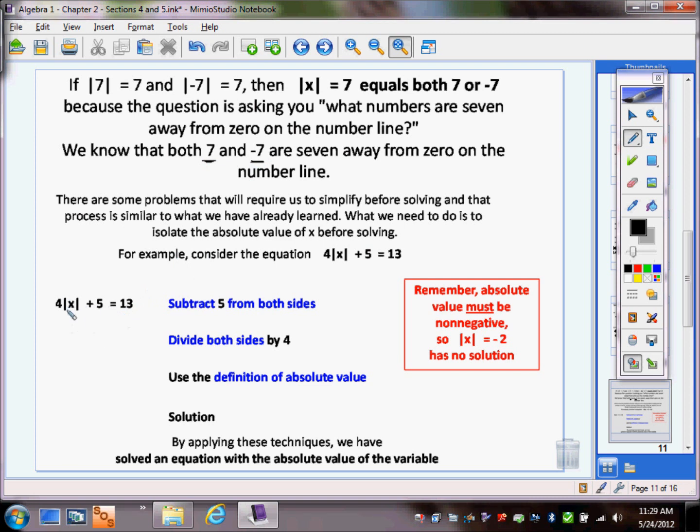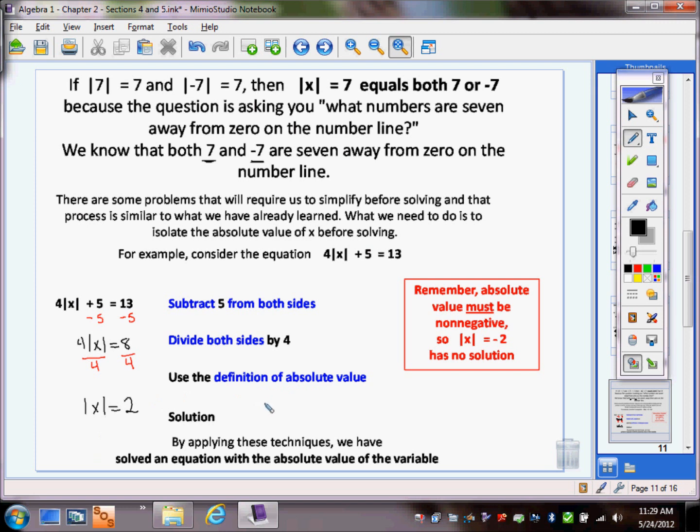So we're going to solve this. You solve it the same way as if this absolute value isn't here until the very, very end. So first we're going to subtract 5 from both sides. And so I'm going to have 4 times the absolute value of x is equal to 8. And then I need to get that by itself, so I divide by 4. So I get the absolute value of x is equal to 2.